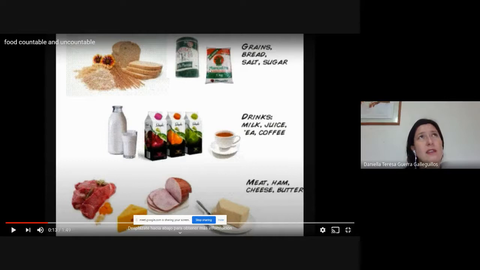Do you understand? Idealmente que fueran tomando nota de este tipo de cosas porque son cosas que aparecen en la prueba y están mencionadas en el libro. Así que tenemos que prestar atención a esos detalles. Okay, so that is for grains, bread, salt, and sugar.